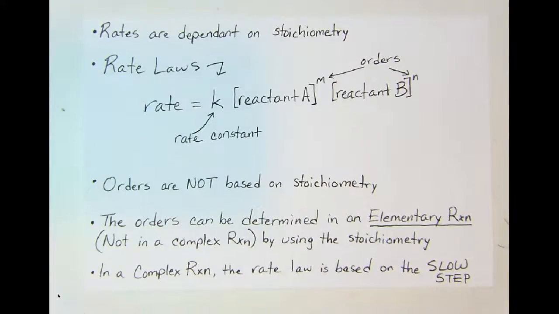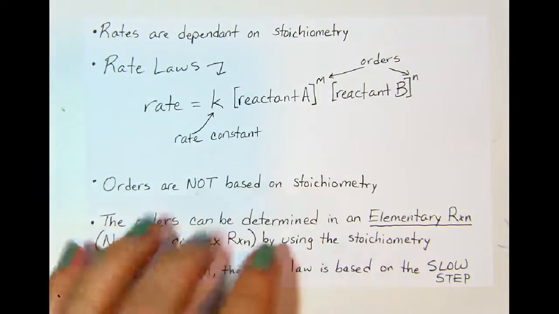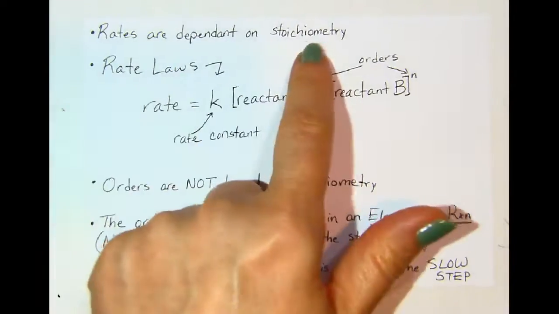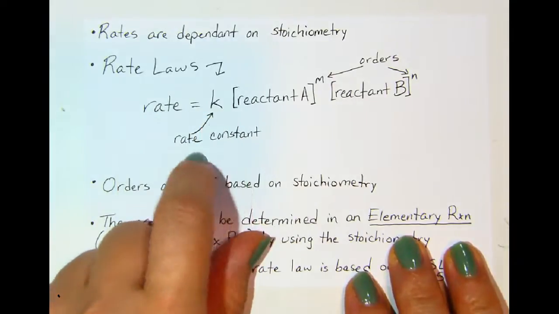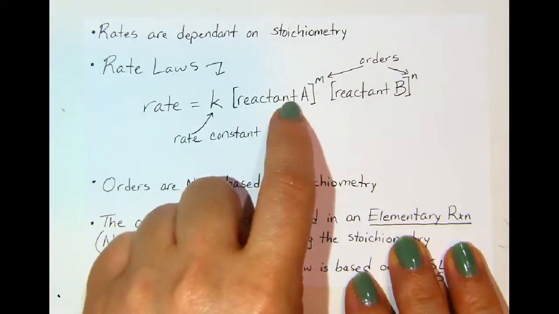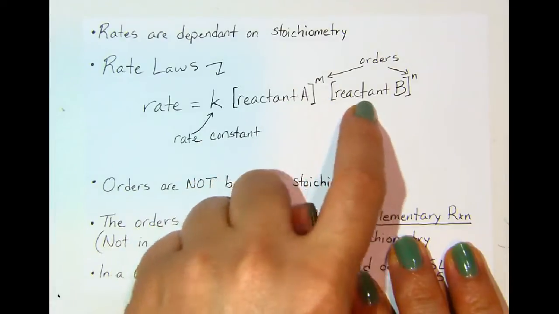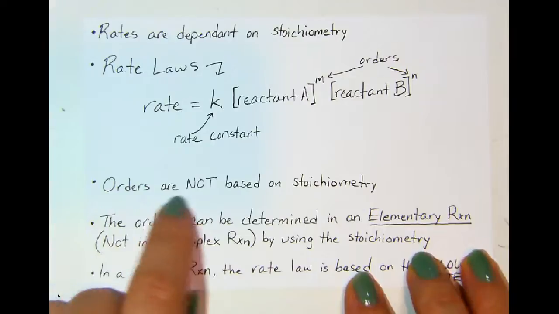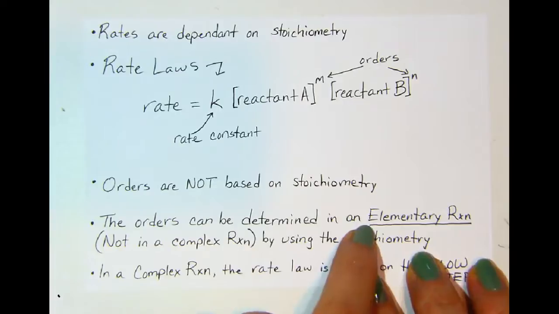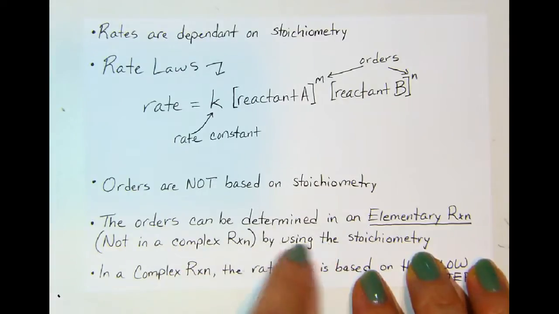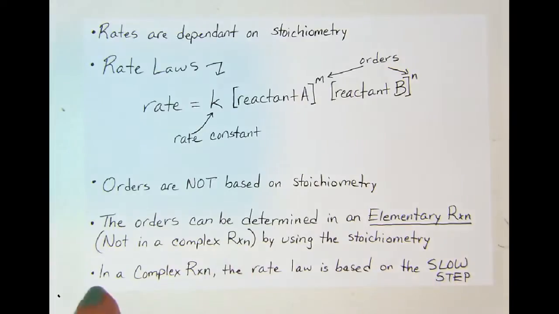Now you can pause the video and copy the notes from the note card given here that summarizes everything that you should have gained from this video. Rates are dependent on stoichiometry. When you write a rate law, the rate is equal to K, the rate constant, times the concentration of A raised to its order times the concentration of B raised to its order. Orders are not based on stoichiometry. The orders can be determined in an elementary reaction by using the stoichiometry. You cannot do this for a complex reaction. In a complex reaction, you should be given a series of steps, and the rate law will be based on the slower step.